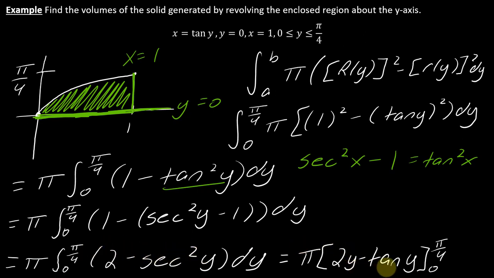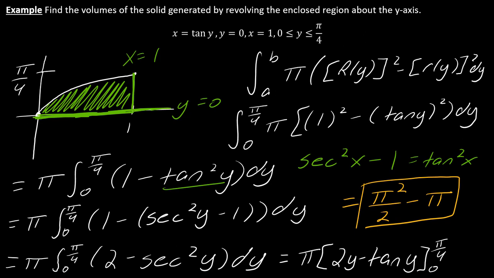Then it's just a matter of plugging in my limits of integration, which I will go ahead and do. I have run out of space here, so I'll just tell you the final answer will come out to pi squared over 2 minus pi. That's because 2 times pi over 4 gives you pi over 2, and then don't forget to multiply by this last pi. And then tangent of pi over 4 is just 1, so multiply that by pi, so there you go. Okay, so that's an overview.